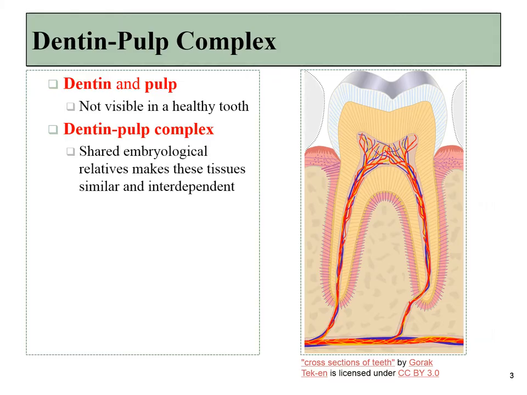We often refer to the dentin and the pulp at the same time, calling them the dentin-pulp complex. That's because they're part of the same family. They share lineage. They both come from mesenchymal stem cells. That makes them different from enamel, which came from that inner enamel epithelium. And that's why the enamel had its own chapter, and these two have to share.